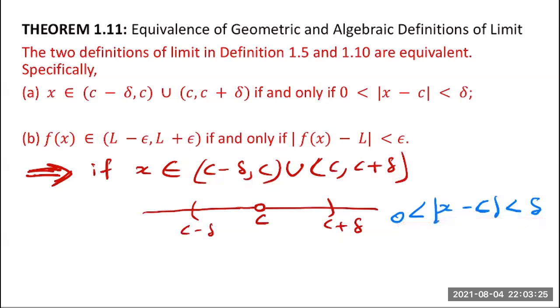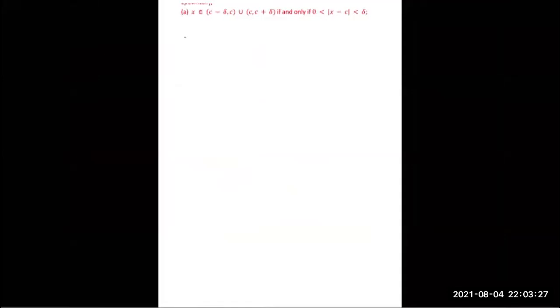Now let's show the other direction. What is the other direction? Now we need to show that if the distance between x and c is greater than 0 and less than delta, then x is in this punctured neighborhood. That's what I want to show.